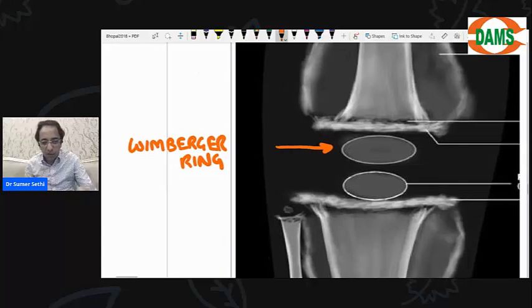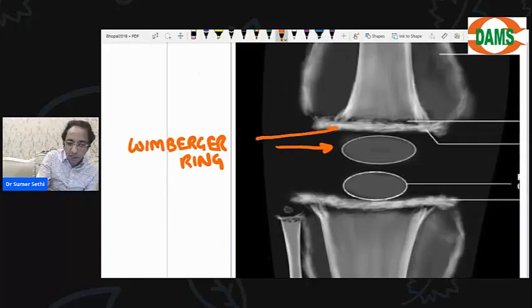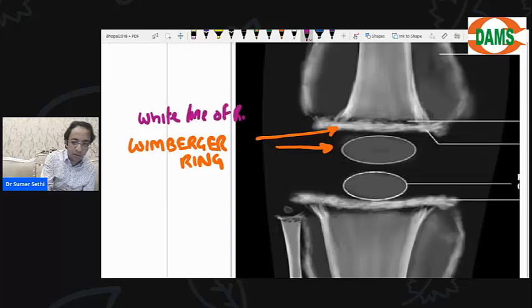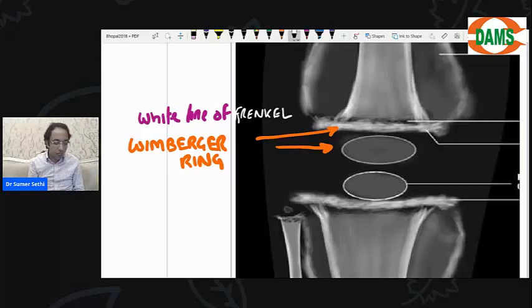Okay. Any one of you, can you see the metaphysis where the area of the provisional zone is appearing dense? So the provisional zone is appearing more dense because the osteoid is less, but there is vitamin D which is causing it to get mineralized. So we will find the white line of Frankel. Okay, I will explain better, don't worry.